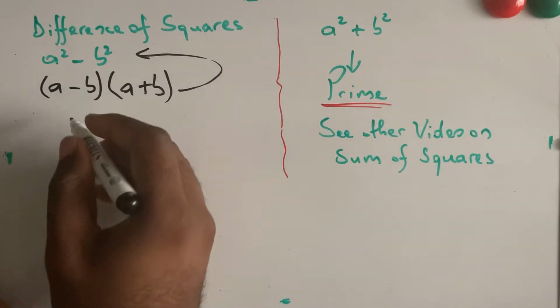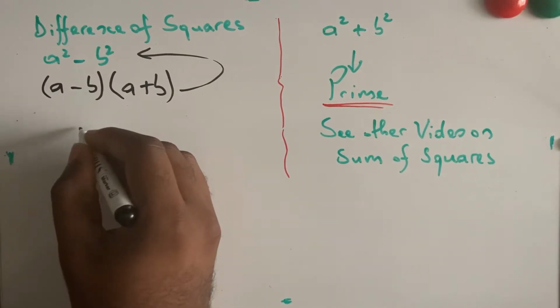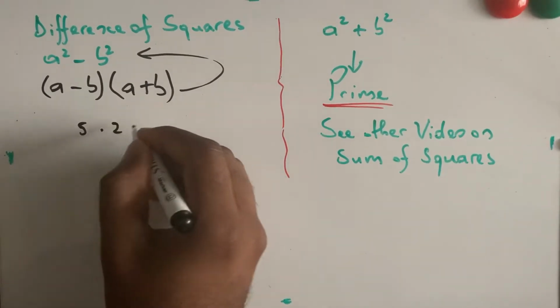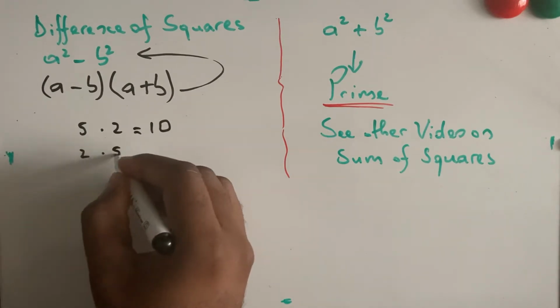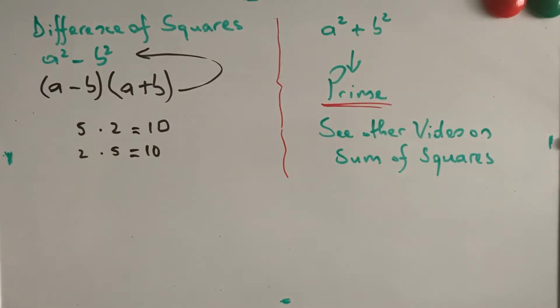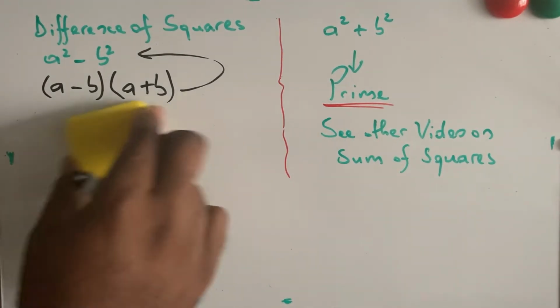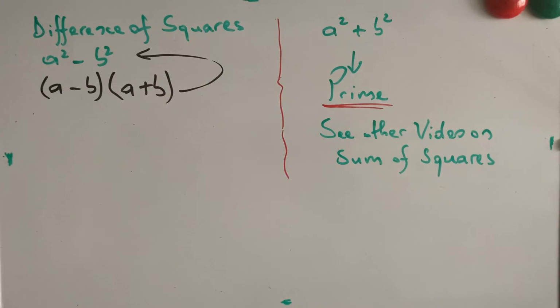And it makes sense because guess what? You guys know, if I do 5 times 2, the answer will be 10, right? The same way if I do 2 times 5, the answer will be 10, right? So it doesn't matter how you put the factors, all right? Always remember that. So now, how about an example? Okay, well, let's solve this one here.